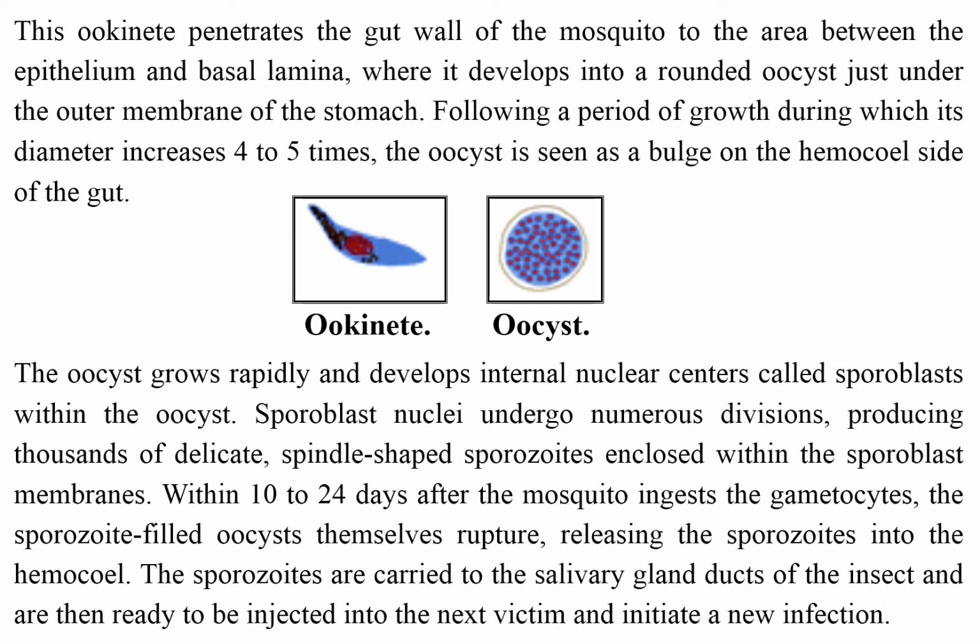Sporoblast nuclei undergo numerous divisions producing thousands of delicate spindle-shaped sporozoites. الطور المعدي إنه اللي قلت عليه بالبداية enclosed within the sporoblast membrane. Within 10 to 24 days after the mosquito ingests the gametocytes, the sporozoite-filled oocysts themselves rupture, releasing the sporozoites into the hemocoel. The sporozoites are carried to the salivary gland ducts of the insect and are then ready to be injected into the next victim and initiate a new infection.